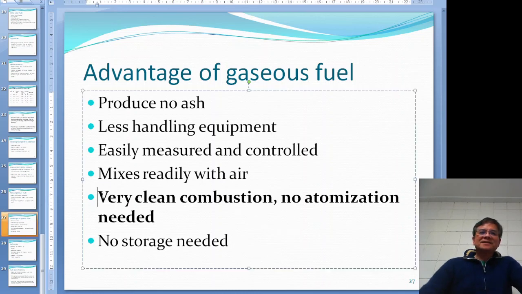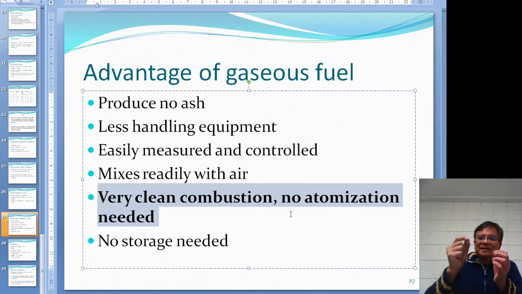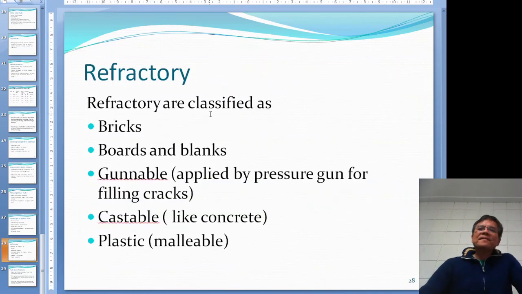I highlight this because this one is one of the main advantages. They burn really clean, and you don't need to atomize before you burn. Atomizing is when you break up the fuel into small droplets, and then it burns. But the gas, natural gas, you don't need to do that. So, okay. Now the last thing we want to take a look at is the refractory.